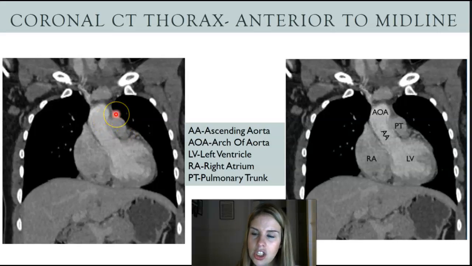Okay, so this is a slice that's just a little bit anterior to the midline of the chest, so a little bit forward to the midline of the chest. I've chosen these different slices because these are the ones where you can probably see the heart in the most profile. But obviously there are lots of other slices that you can go through and see different aspects of the heart. So just be aware that these are only select slices.